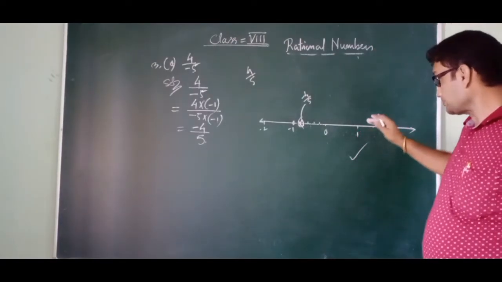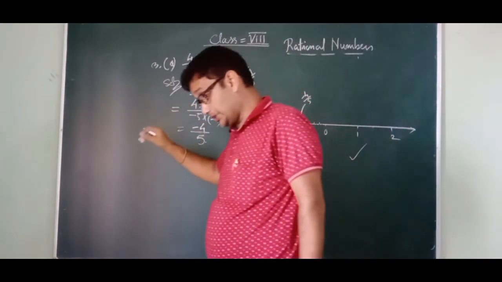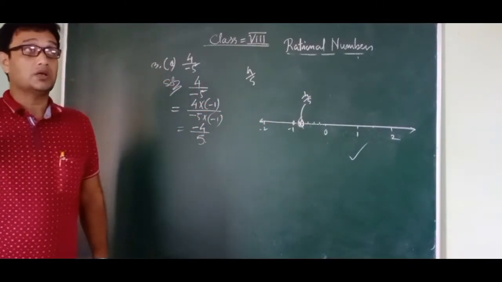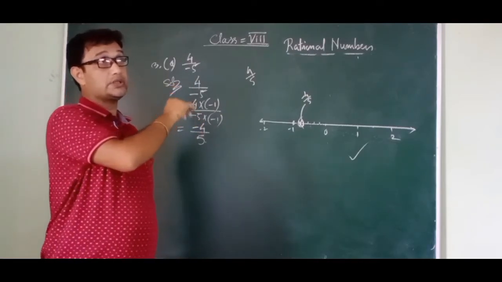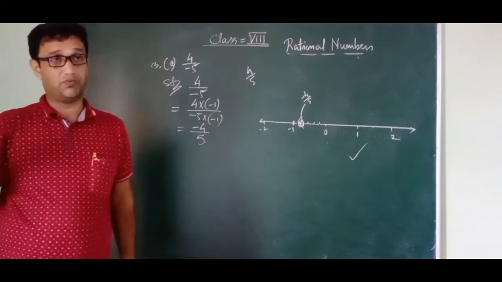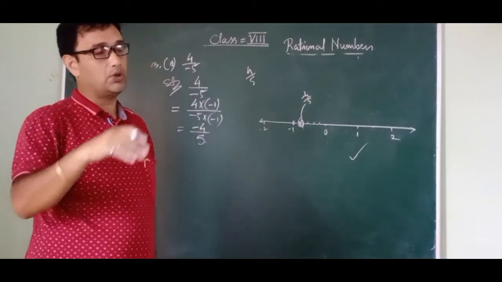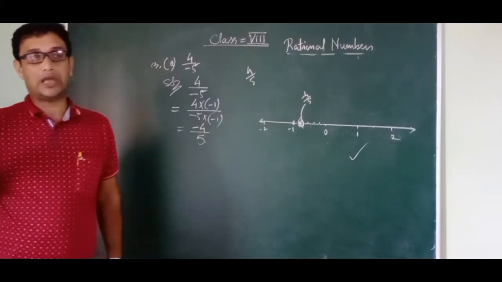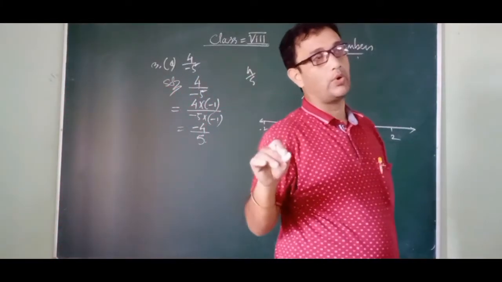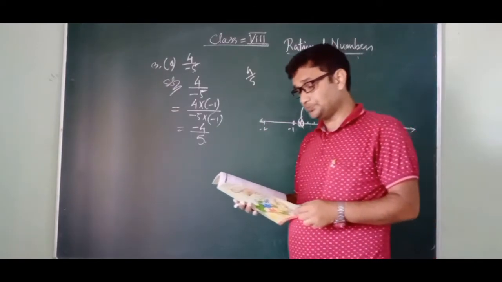Clear all of you? So number line means what? Whatever the question is given, according to your question, the denominator you have to make positive first. If positive values are given, no problem. If positive is not given, then with minus 1 multiply both the numerator and denominator and try to make it positive. Then according to the question, you will try to draw it on the number line.